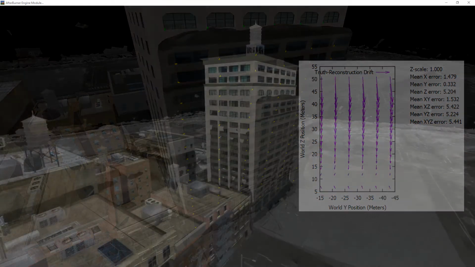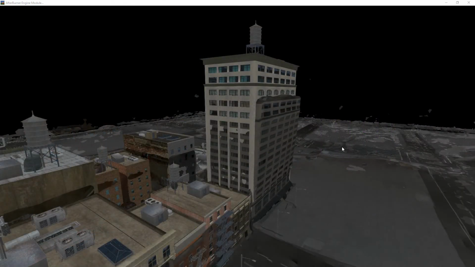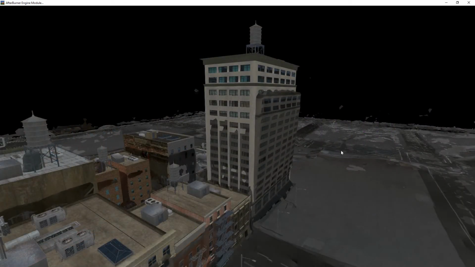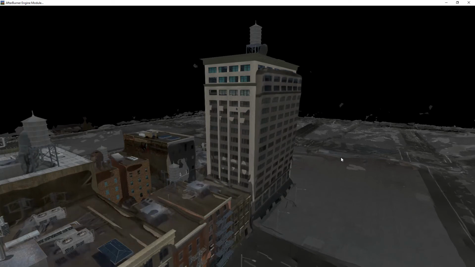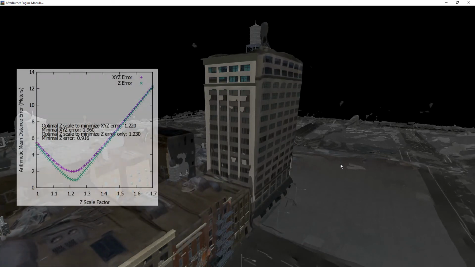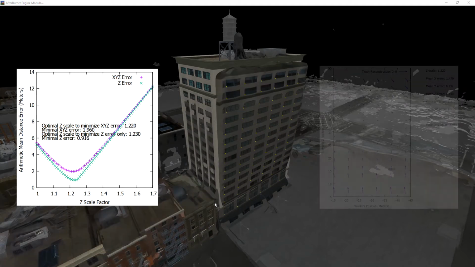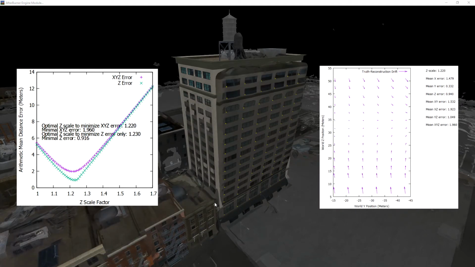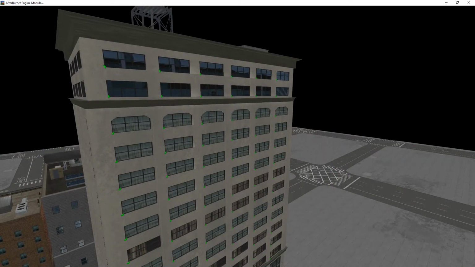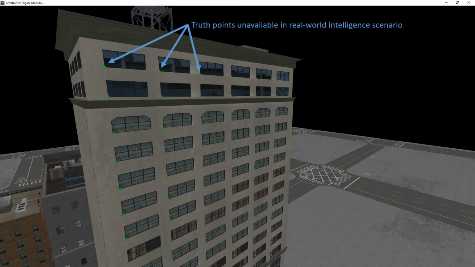To compensate for this warping in the z-dimension, a scale factor is applied in the z-dimension only. To automatically optimize this z-scale, scale factors are attempted in increments of 0.01. At each scale factor, the error metric is calculated. The best z-scale is determined to be the scale at which the error metric is minimized. The optimal z-scale varied from set to set, with values typically ranging from 1.20 to 1.60. In a real-world scenario, this z-scale compensation would not be possible due to a lack of truth data.